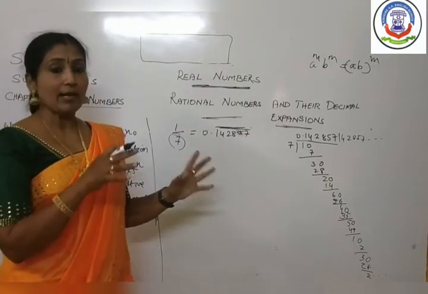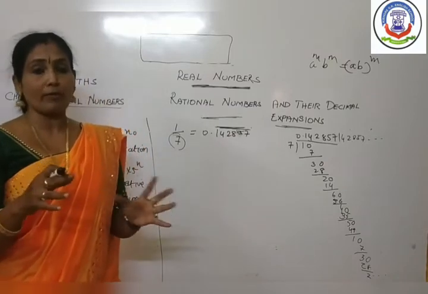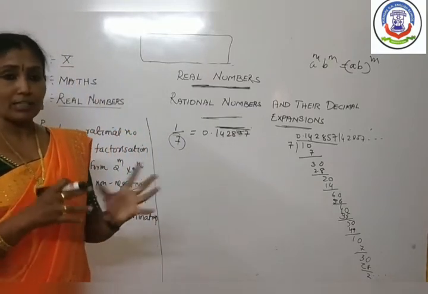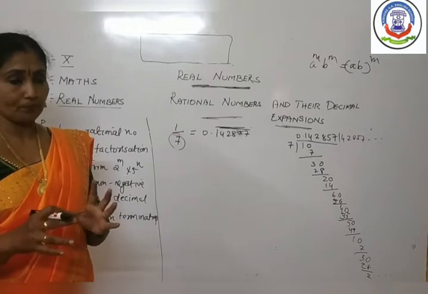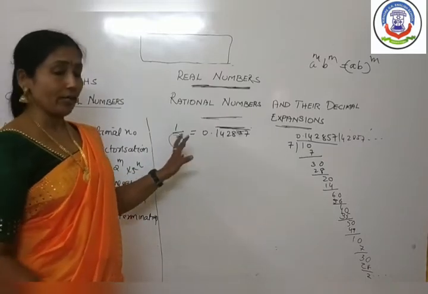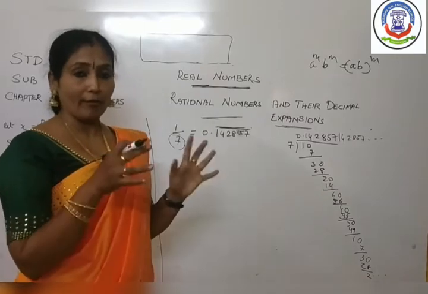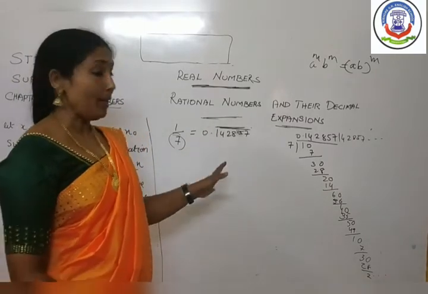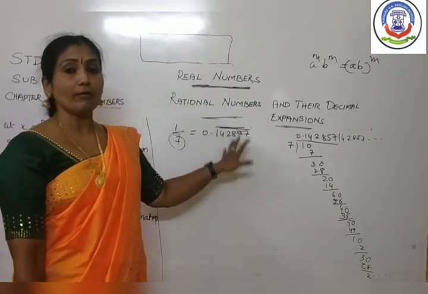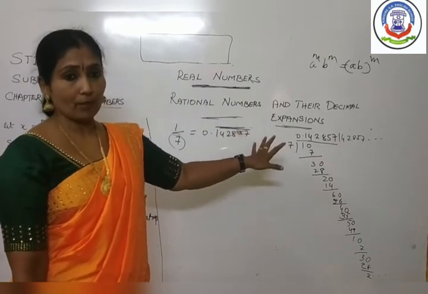You have already seen that if it is in the form of 2 raised to a power into 5 raised to a power, then the decimal expansion will terminate. Now, it is not in the form of that one. So we can say that the decimal expansion of that rational number will be non-terminating, but it will be repeating. Clear for you?